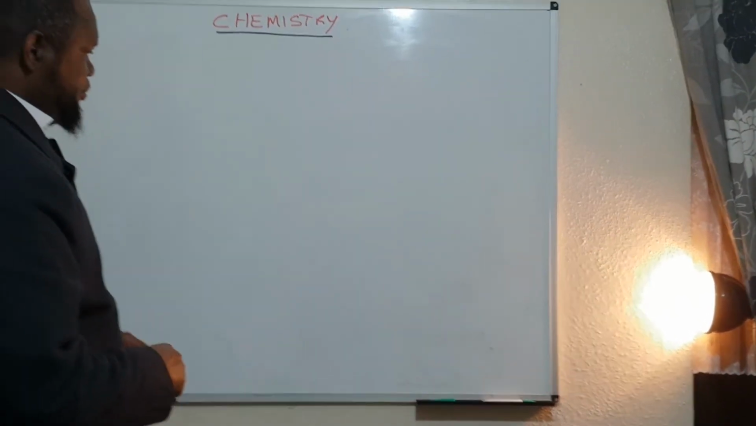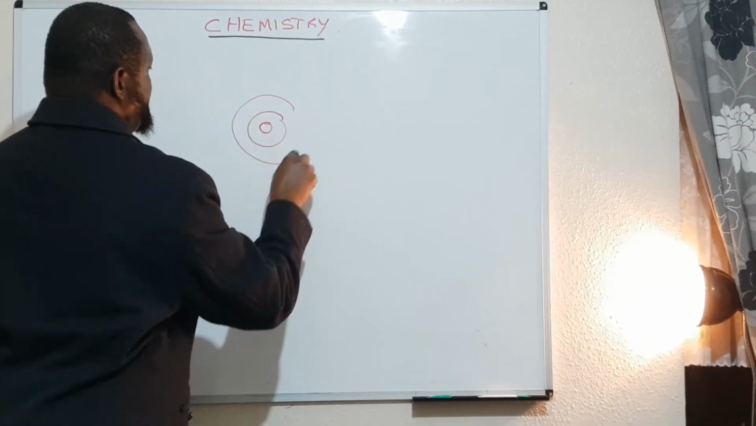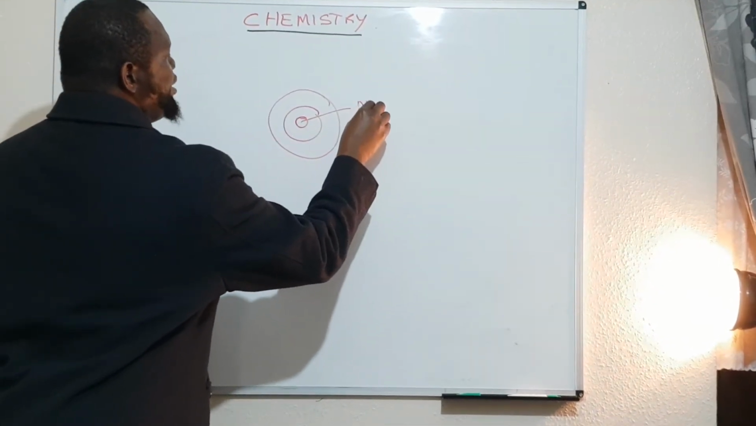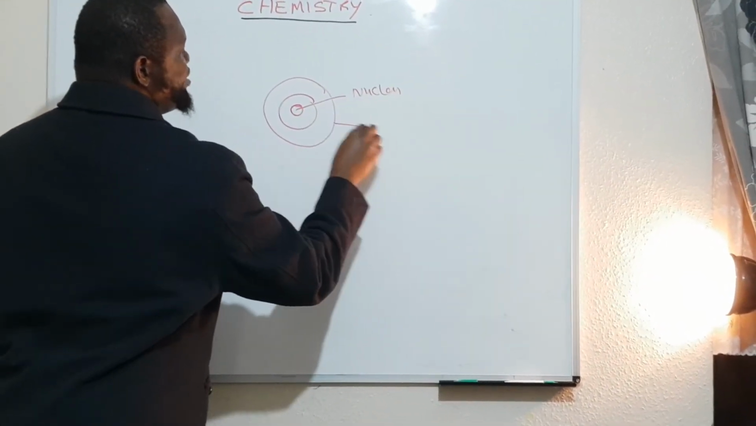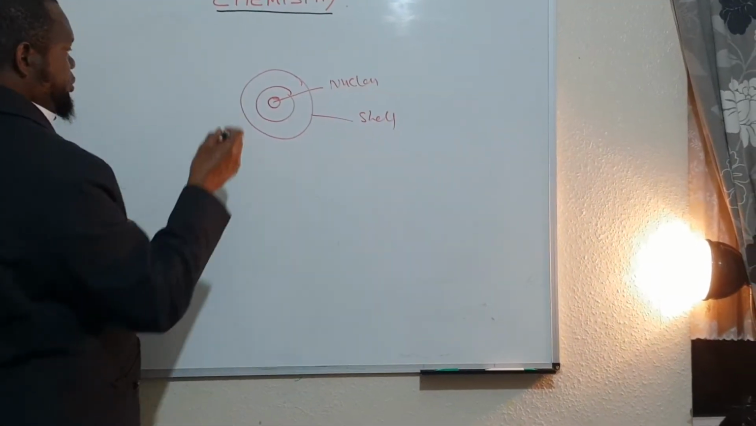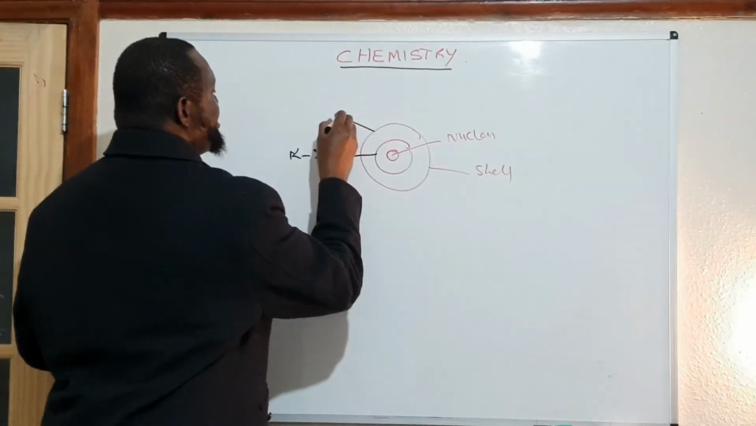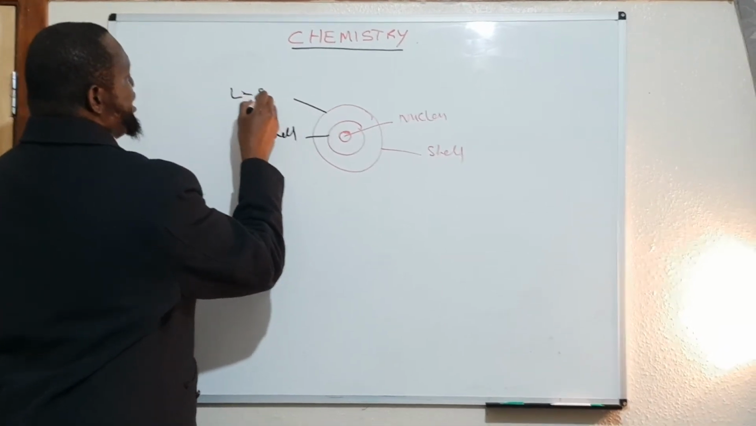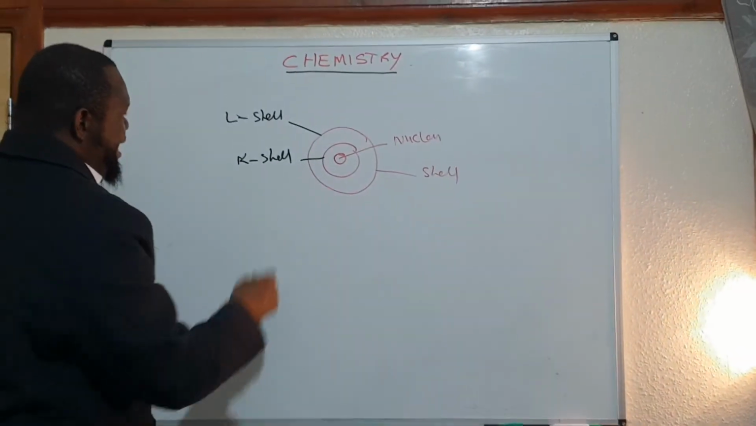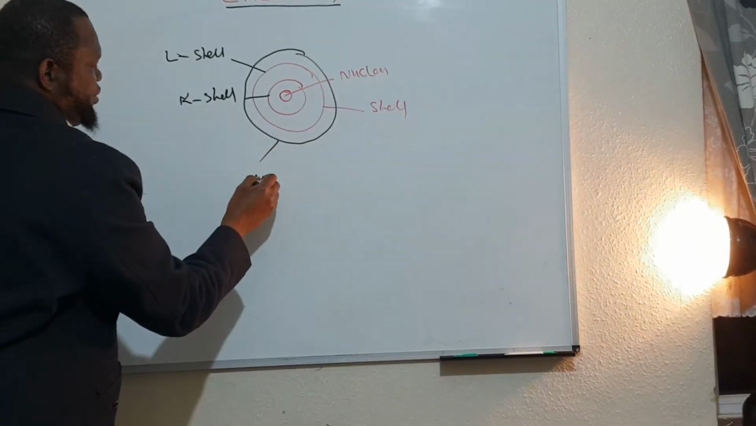So basically, if this is an atom, we say this is the nucleus, and this is called the shell. The first shell is called the K shell, and the second shell is called the L shell. If there is a third one, it will be called the M shell.